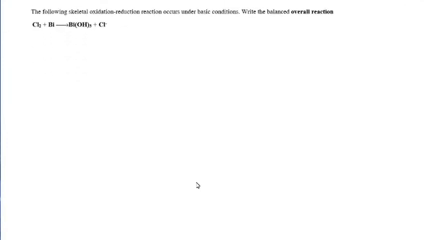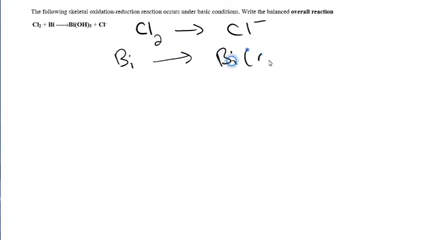Now this is another example of a basic equation. Let's go ahead and do this one. So we have chlorine going to chloride. We have bismuth becoming bismuth hydroxide. Notice that for the top we need to balance the chlorine here. So there you go, that's balanced. Bismuth, there's 1 on each side, so that's done.